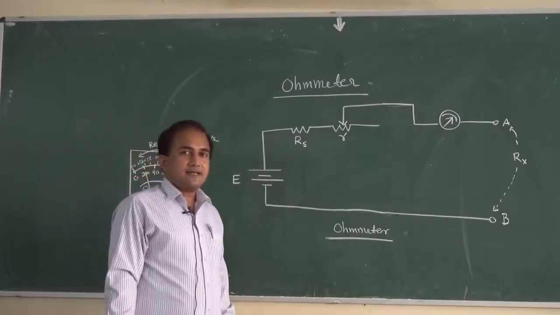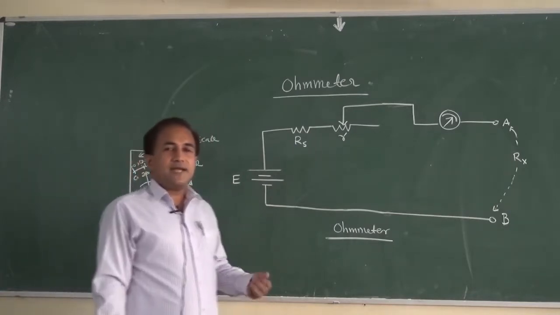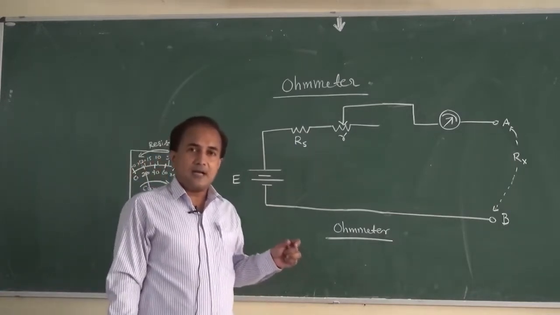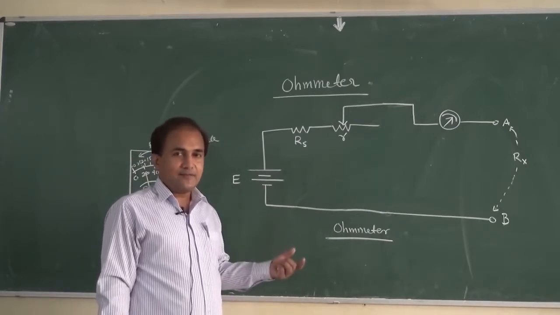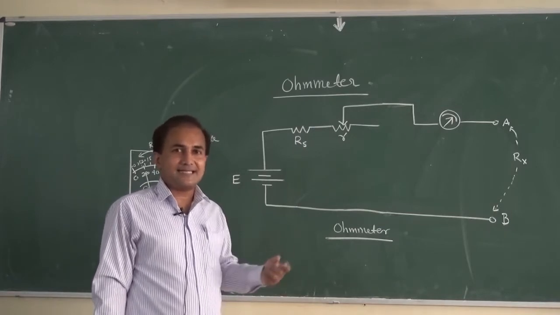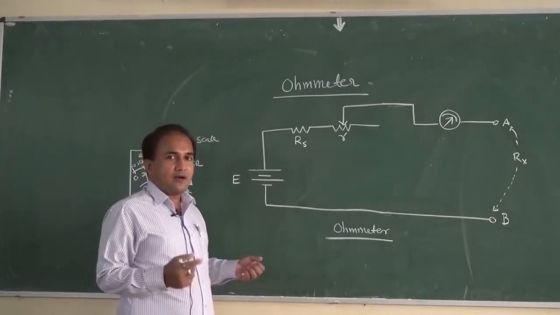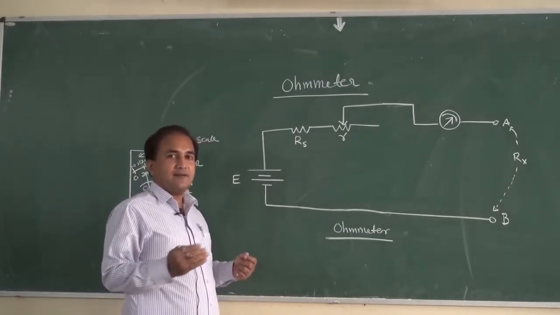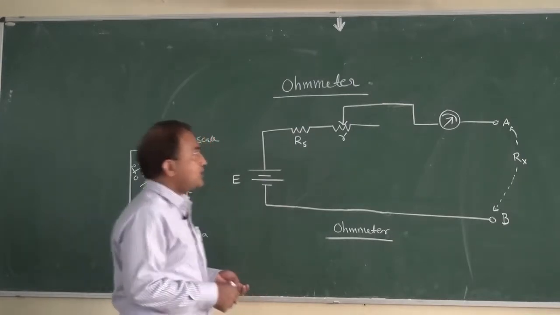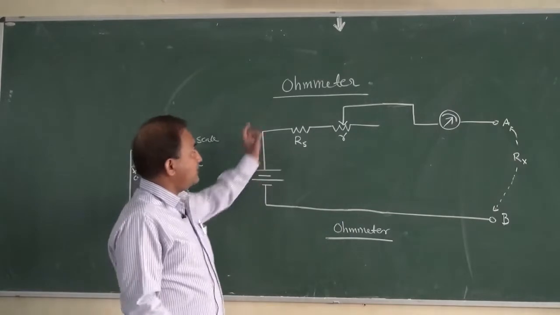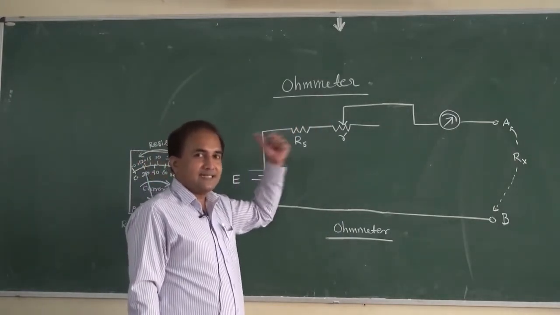So in previous class I was teaching you about multimeter. We have seen the application of multimeter. Multimeter can be used to measure AC current, DC current, AC voltage, DC voltage and resistances. In previous class we had discussed how a PMMC meter can be converted into voltmeter and ammeter. In this class we will study about ohm meter. Ohm meter is generally used for the measurement of resistance.